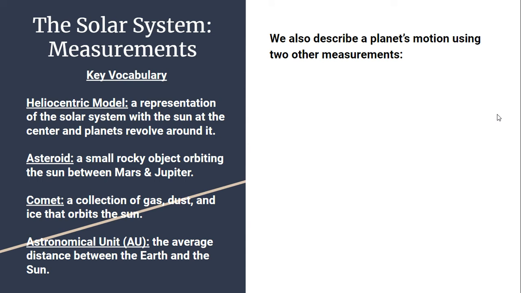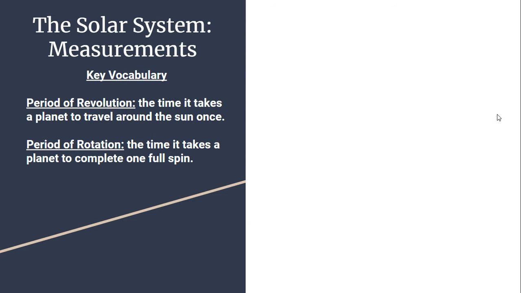We also describe planets, besides how far or close to the Sun they are, with measurements like the period of revolution and the period of rotation. In this instance, the period is referring to the amount of time. So the time it takes to revolve or the time it takes to rotate. Rotation and revolution sound very similar, but they're describing two different things.